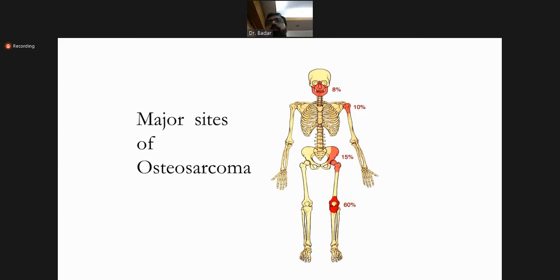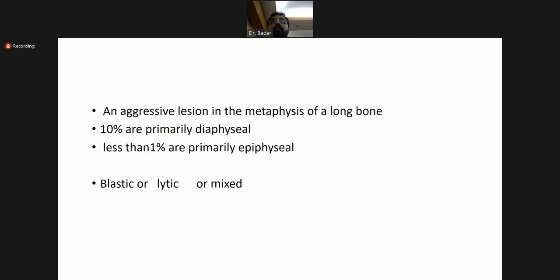So major sites for osteosarcoma are around the knee. 60% is around the knee, 15% is pelvis and proximal femur, 10% is proximal humerus, and 8% is around the mandible. An aggressive lesion in the metaphysis of a large bone, 10% are primarily diaphyseal, less than 1% are epiphyseal. Remaining are metaphyseal lesions. They can be blastic, they can be lytic, they can be mixed.